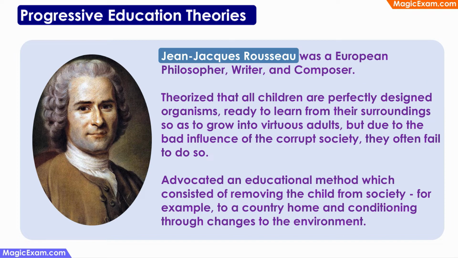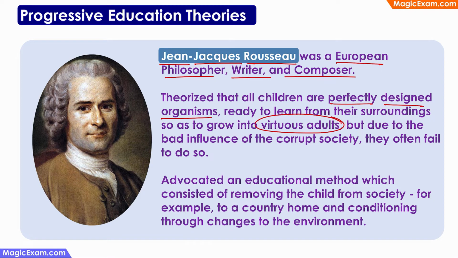Next, let us look at the theory developed by Jean-Jacques Rousseau, who was a European philosopher, writer and a composer. He theorized that all children are perfectly designed organisms. That is, when children are born, they are all born perfect and all of them have the capability to develop into perfect adults or virtuous adults.